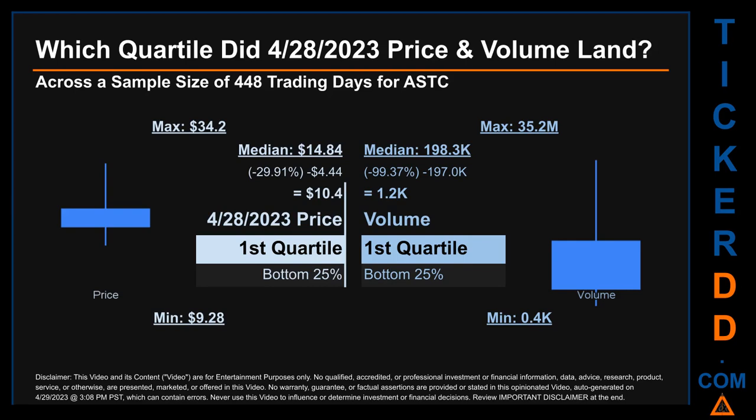Descriptively, ASTC has a median price of $14.84. Therefore, April 28, 2023 price was lower from that middle marker by 29.91%. The day's volume of 1,200 was less than the median by 99.37%.